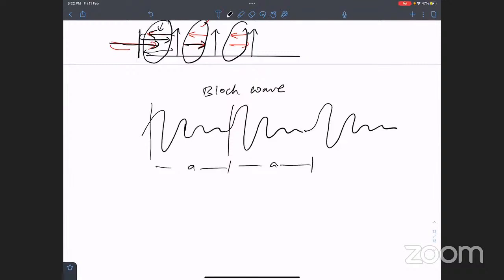Like this, multiple functions are possible, right? So the periodicity of that is a. Is that clear? Okay.